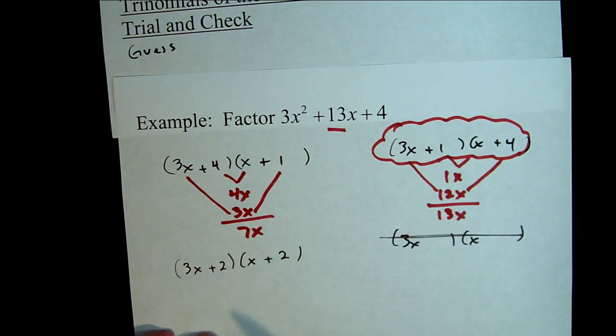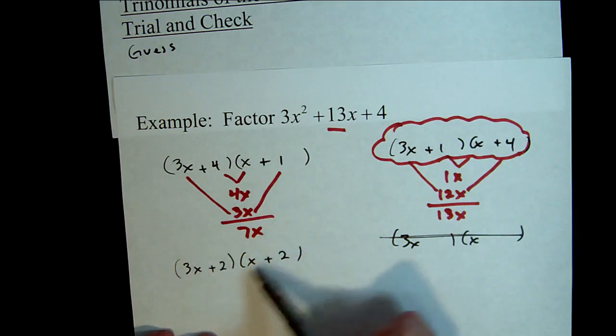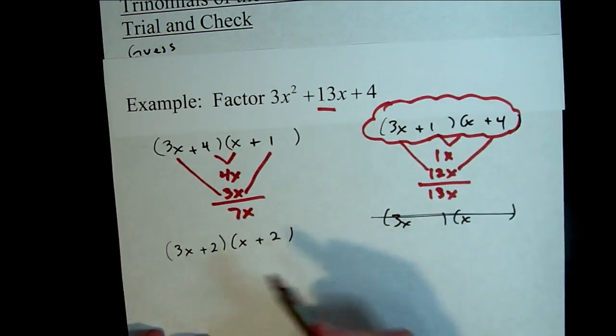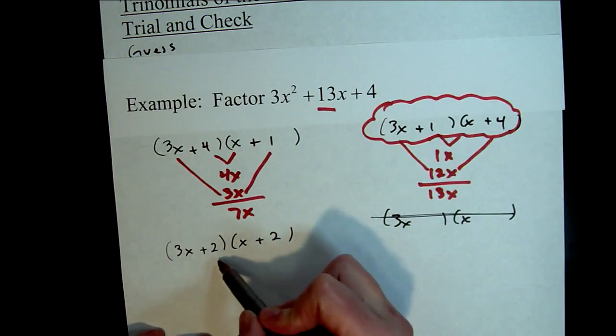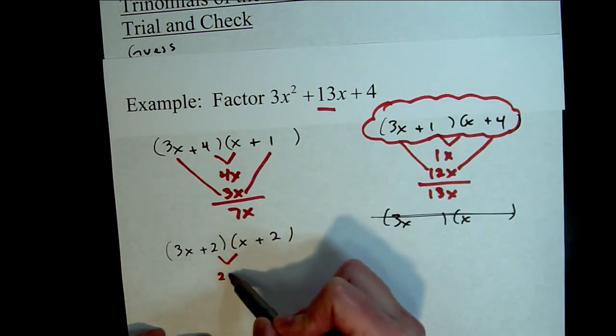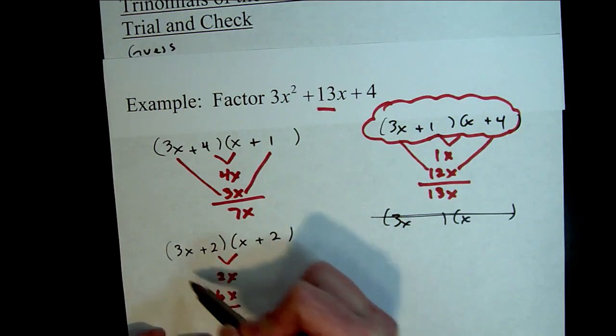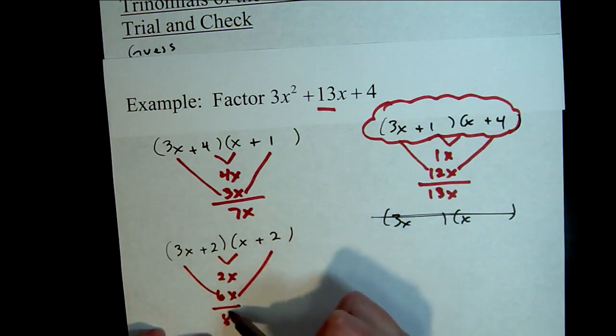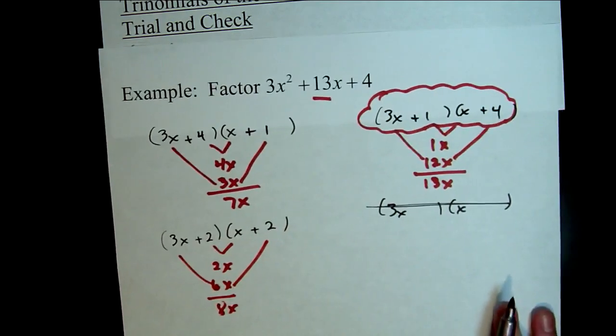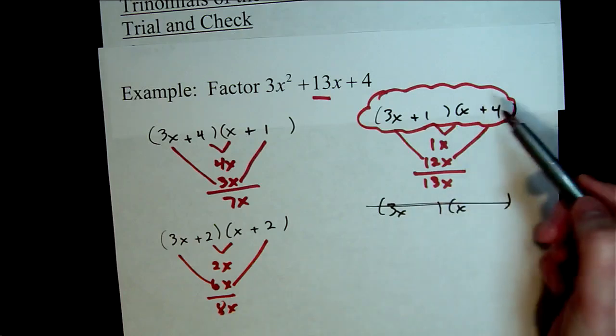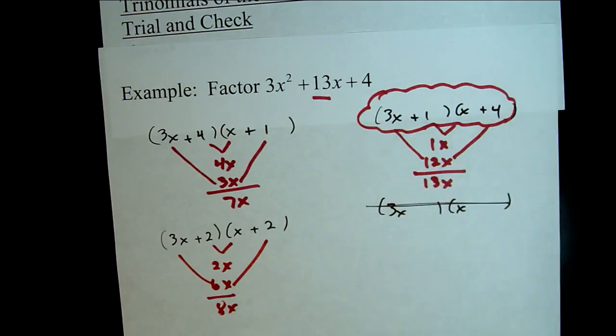I don't go checking the next one, but I'll just point out in case you did things in a different order than I did, if you ran into this problem. Here the inner terms would give you 2x. Here the outer terms would give you 6x. Those would combine to be 8x. So again, that's not the one you want. But I already knew that because once you found the one you want, that's the one you want.